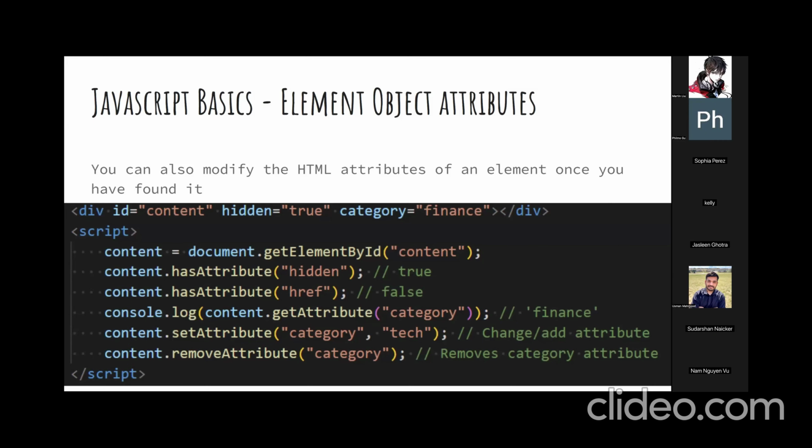Attributes for the element object in JS. We've seen that you can get the tag that you want by their ID, by the class name, or by the name. Then you can check the different components of the tag given. So you could see if it has an attribute, you can get an attribute, set an attribute, and remove an attribute.